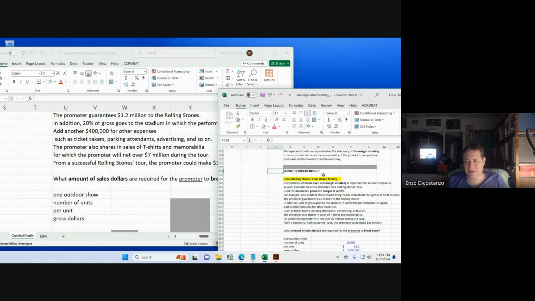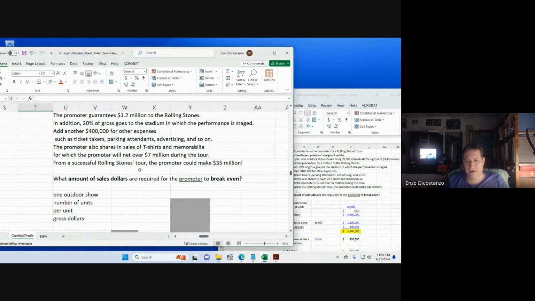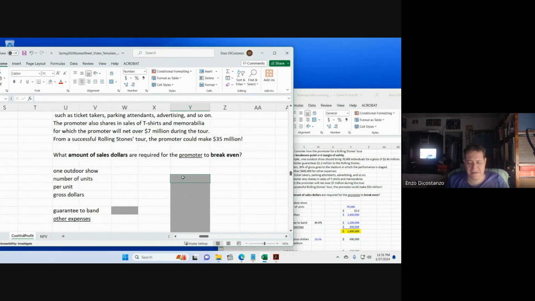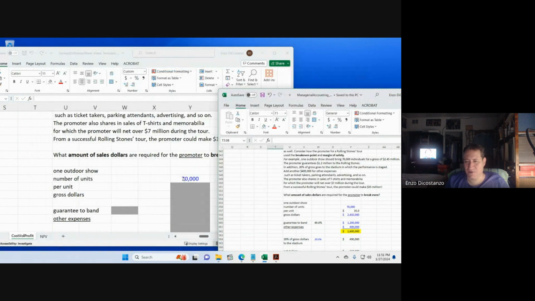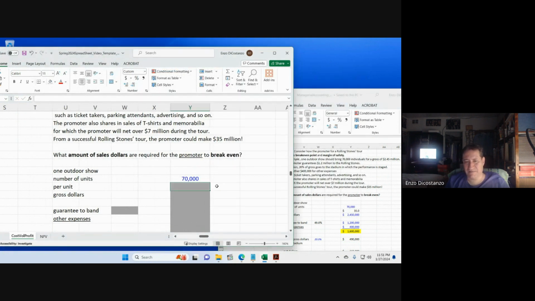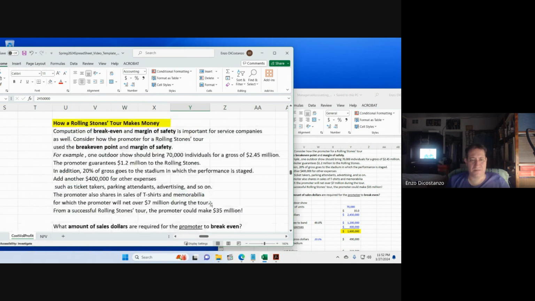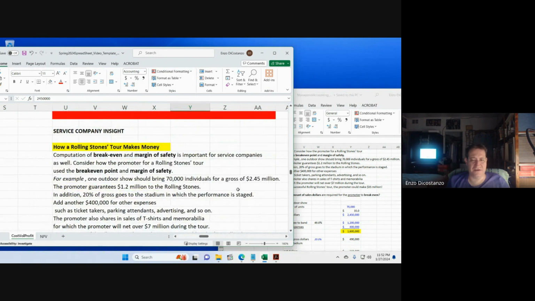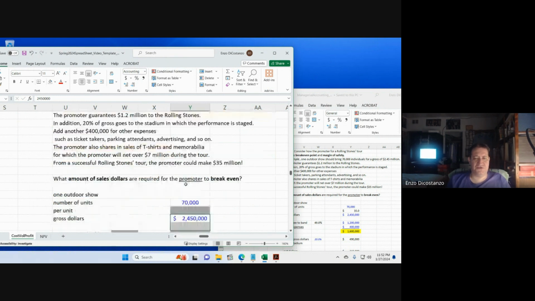So let's look at break-even numbers. One outdoor show can have about 70,000 people walking in the door. Now, this is not the number, but the per-ticket gross for a night could be 2.45 million. So it's just about 2 million, right? That's one night at Prudential Center, the gross dollars, and it says it up here, 2.5. And actually, this is, let's say, MetLife. Yeah, MetLife. Okay, so 2.45 million is right there.